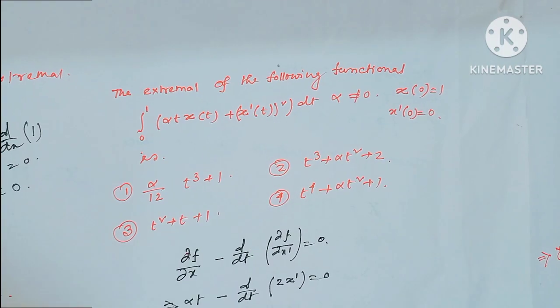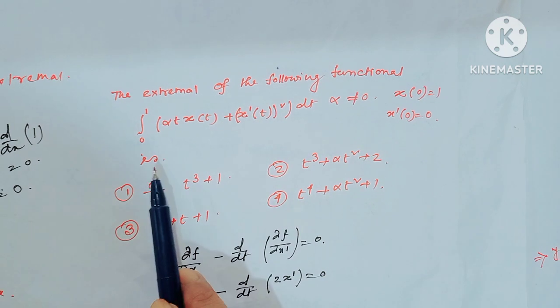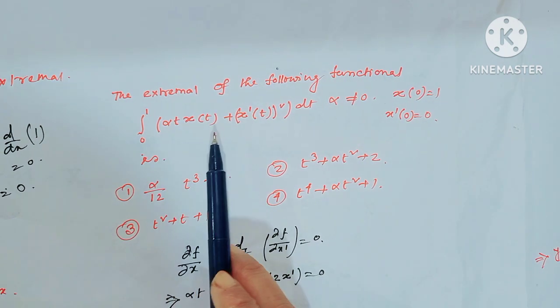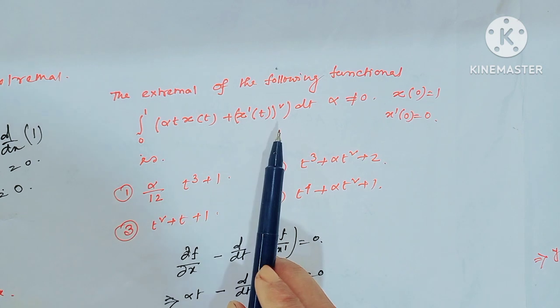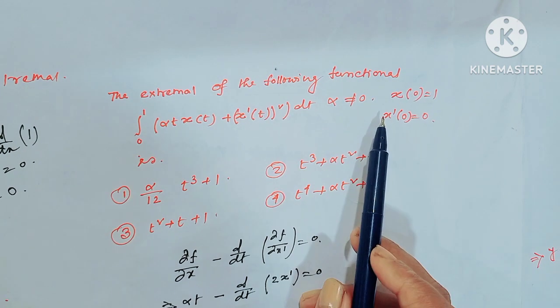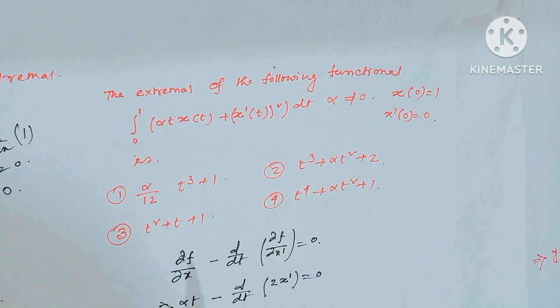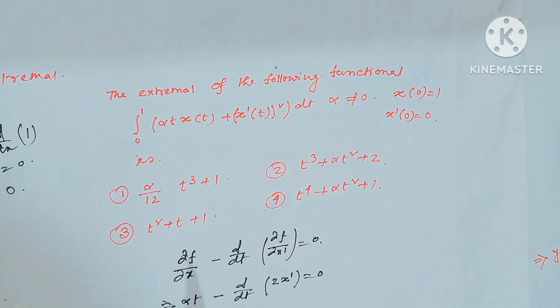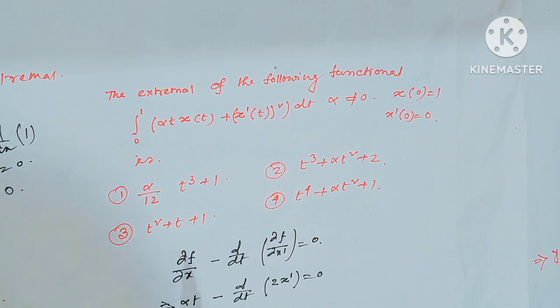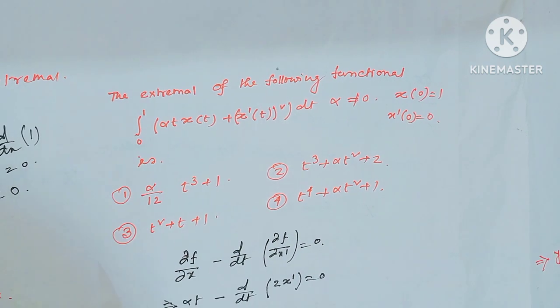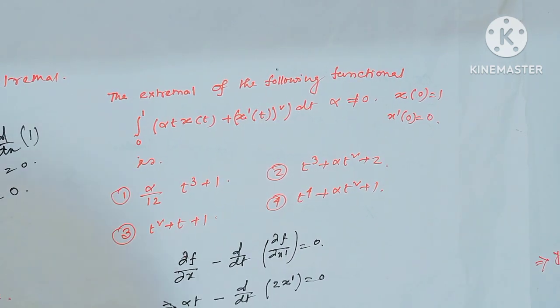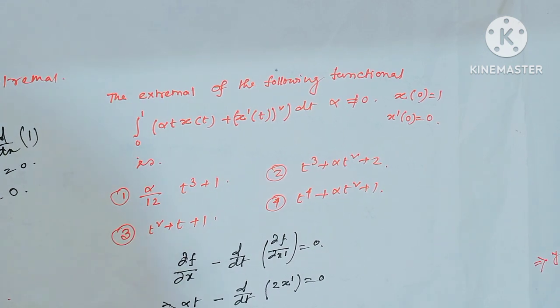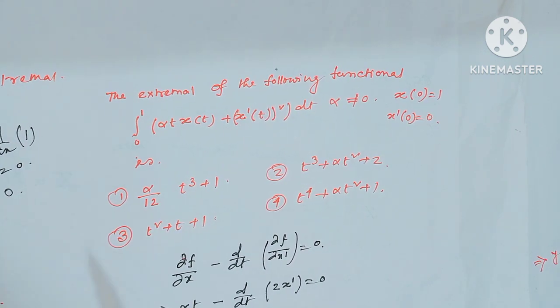Okay. Next example: the extremal of the following functional, the integral from 0 to 1 of (alpha t x(t) plus x'(t)) whole square dt, where alpha not equal to 0, with the initial conditions x(0) equal to 1 and x'(0) equal to 0. The extremal of the functional is: option 1, alpha over 12 t cube plus 1; option 2, t cube plus alpha t square plus 2; option 3, t square plus t plus 1; and option 4, t to the power 4 plus alpha t square plus 1.